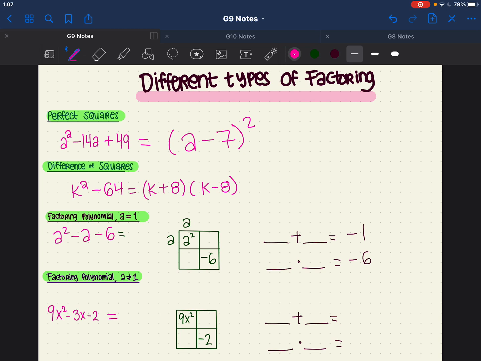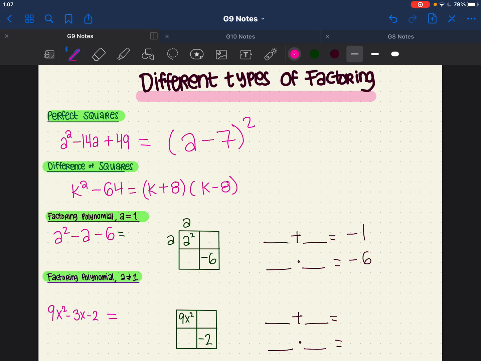It's not necessarily a chapter, but just a little summary of the different types of factoring. There are 4 types of factoring that the IGCSE wants you to know. The first one is the perfect squares. It's pretty self-explanatory. Square the left, square the right, double the middle, just reversed, right? That's what factoring is. You are adding the parentheses.